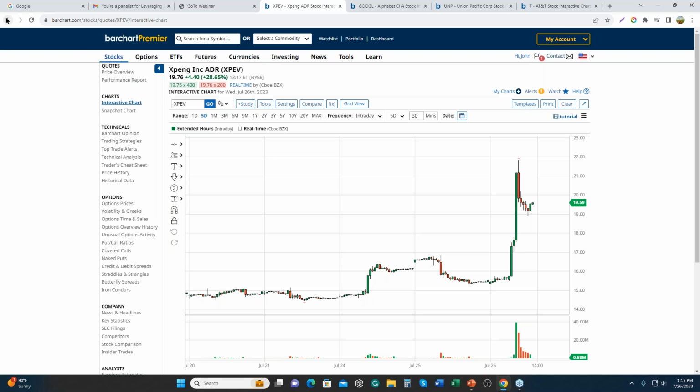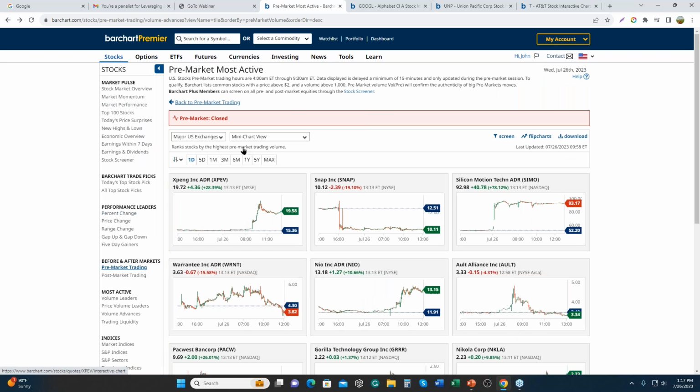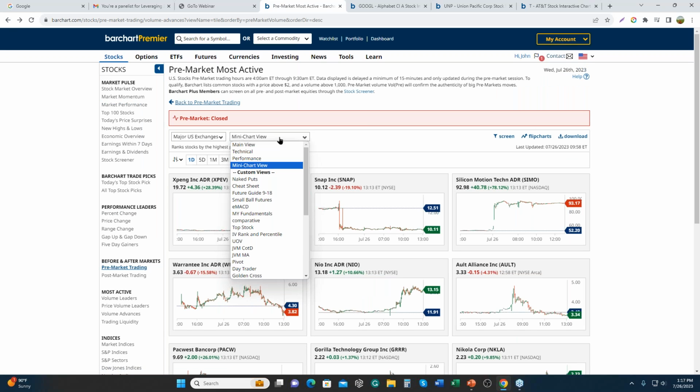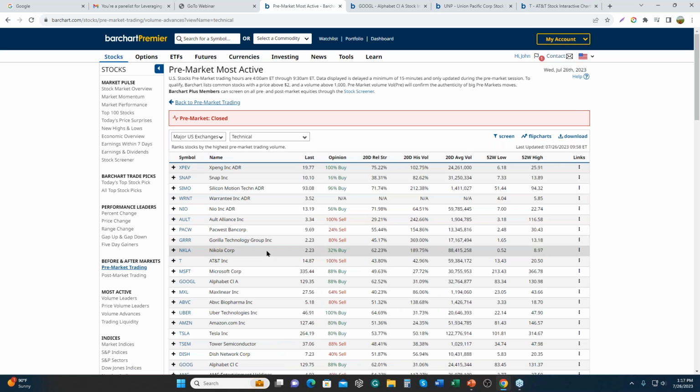Now, another thing that we can do, let's go back to our pre-market page. If I go under the technical aspect view, there's two data points here that we can use. One is our bar chart opinion. If you're not familiar with the bar chart opinion, we do get a lot of questions about this. Is this an analyst's opinion, or what does this represent? Well, this is really a technical opinion based on 13 common technical analyses.